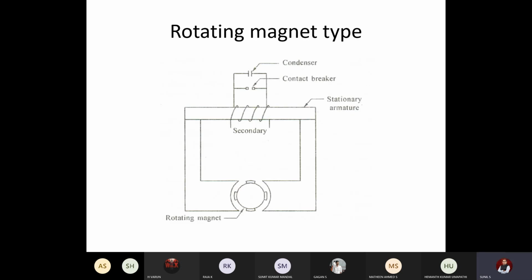As I told you, the second type is the rotating magnet. Here you can see the magnet rotates, whereas in the first type the armature rotates and the magnet is fixed. Just take down this sketch.